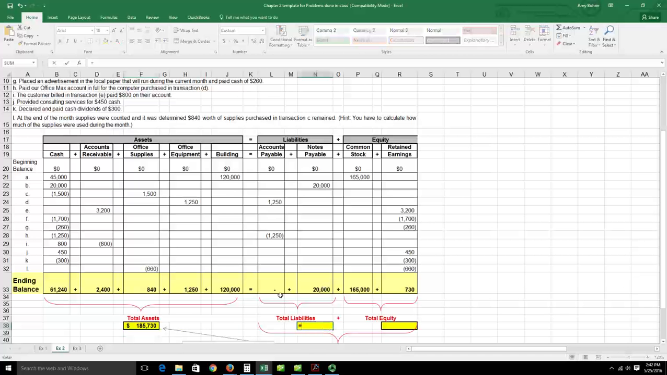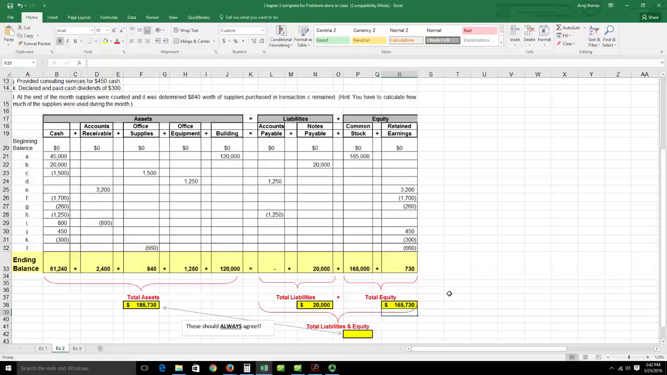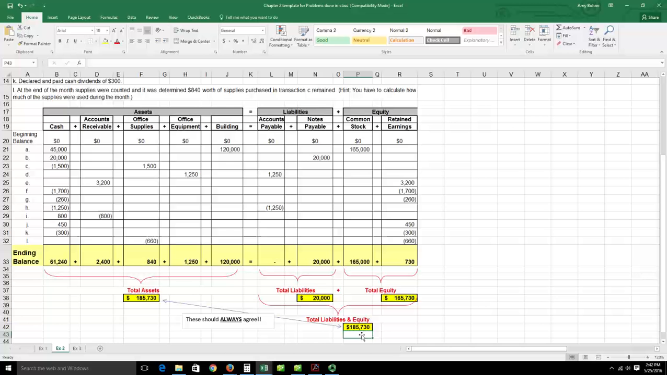I add my two liabilities together, right? These are things that the company owes. Accounts payable was 0 and notes payable is $20,000, so my total liabilities are $20,000. And then I add my two equity accounts together, my common stock and my retained earnings, and I get $165,730. This side of the accounting equation, though, I have to add my liabilities and my equity together, and they should equal my total assets. So when I add my total liabilities of $20,000 and my total equity of $165,730, I get $185,730, and you should always make sure that that agrees.